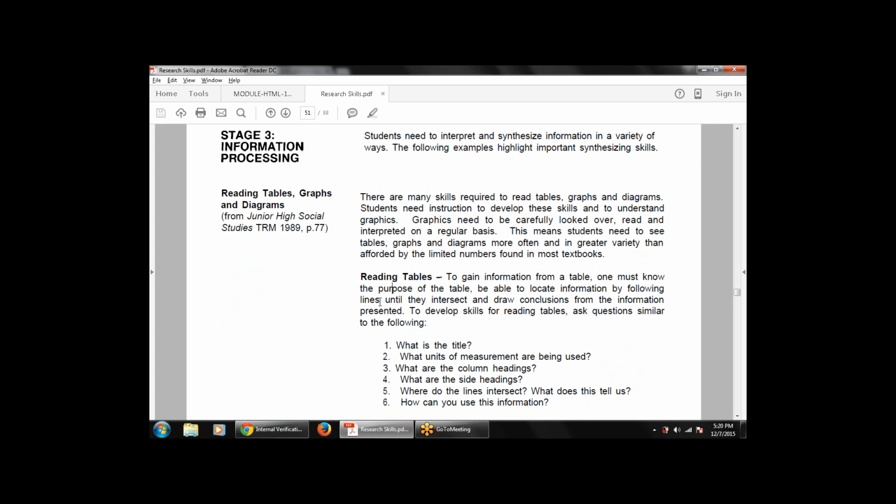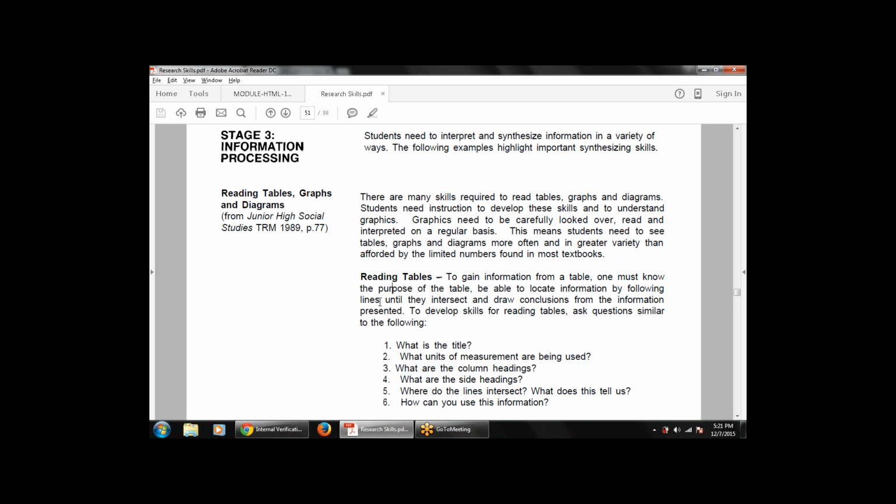To gain the information from a table, one must know the purpose of the table, and be able to locate the information by following lines until they intersect and draw the conclusion from the information presented. So one must know the purpose and what information is represented by the table. And to develop the skills for reading tables, ask questions similar to the following.